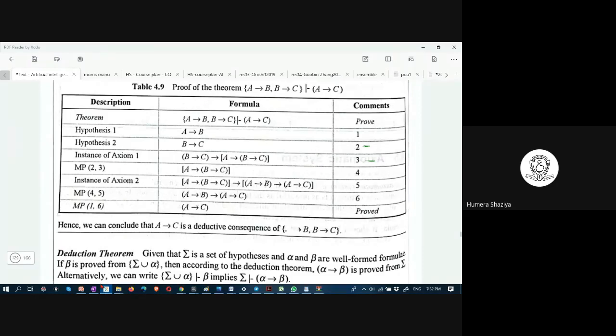Now modus ponens is applied further on, no, sorry, 1 and 6. This 1 is alpha, A implies B, and 6 is this one: A implies B implies A implies C. If you apply modus ponens, A implies B, A implies B, both are treated as alpha. What is beta? Beta is A implies C. It is proved that A implies C is derived from A implies B, comma, B implies C through axioms and the modus ponens rule.